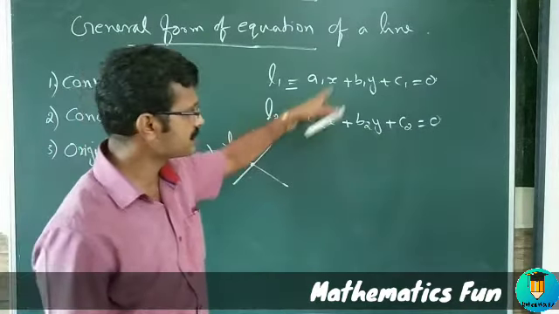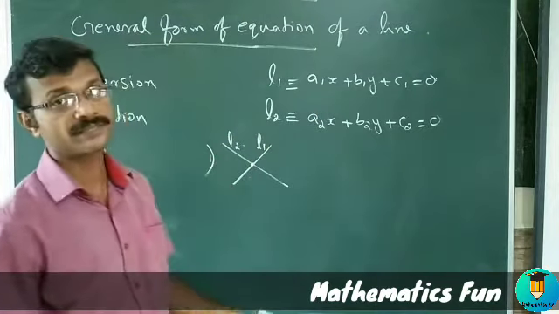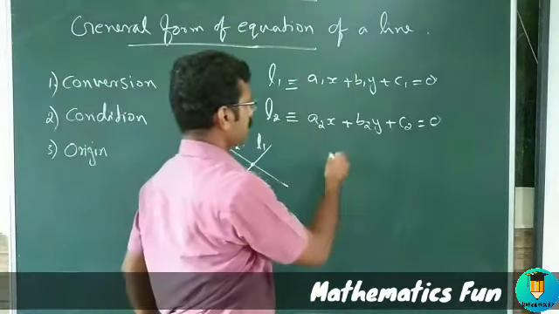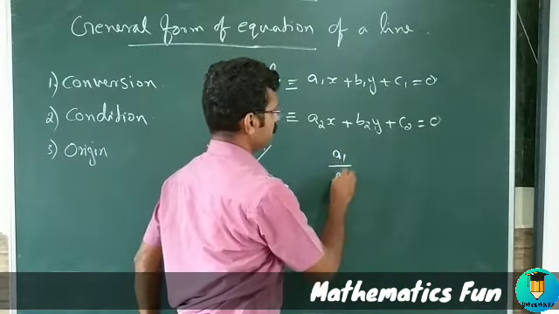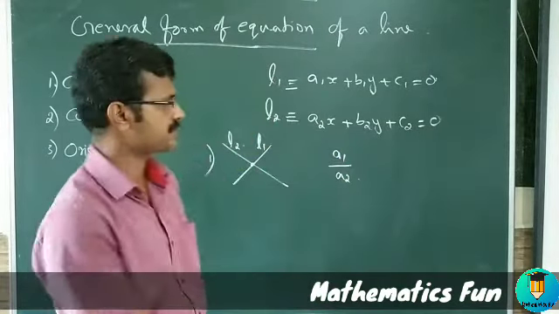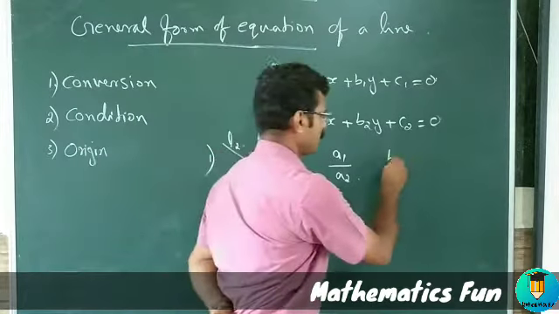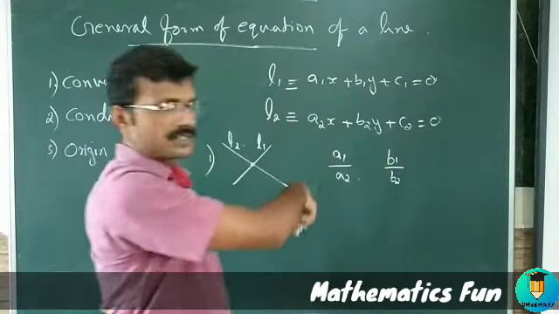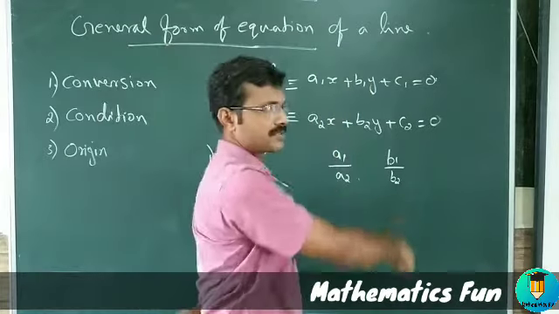Now, when you look at this, we can decide whether the lines are intersecting or not. What you have to see here is the ratio of the coefficients of x, that is a1 by a2, and again b1 by b2, the ratio of the coefficients of y.